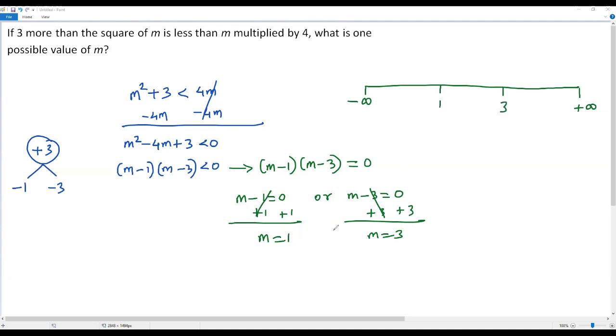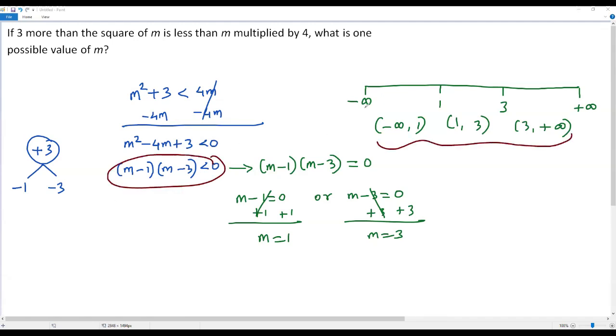So when I plot these numbers, the two values of m, on the real number line, I can split up the real number line into three intervals. The first interval is negative infinity comma 1, and the second interval is 1 comma 3, and the third one is 3 comma positive infinity.